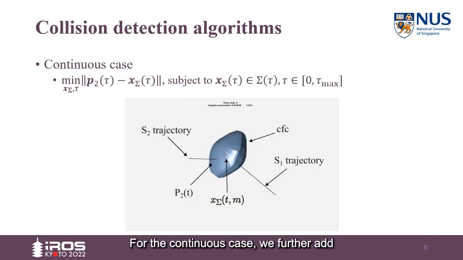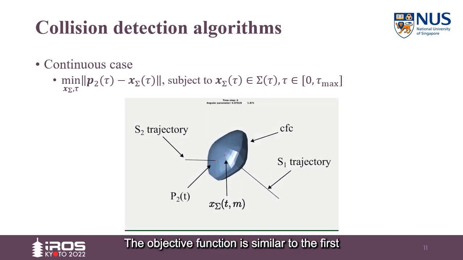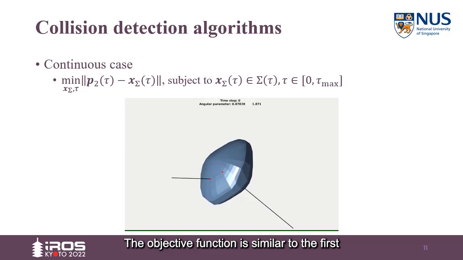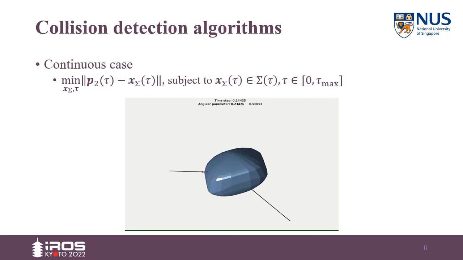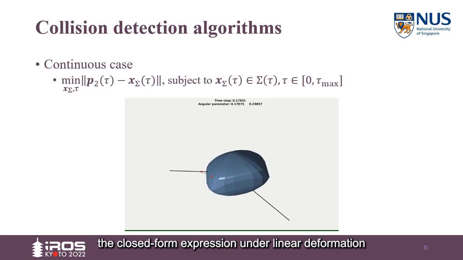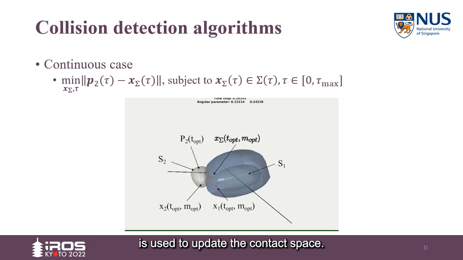For the continuous case, we further add another variable of time that parameterizes the motions of the two objects. The objective function is similar to the first method in the static case, which is based on the distance. At each iteration, the closed form expression and the linear deformation are used to update the contact space.